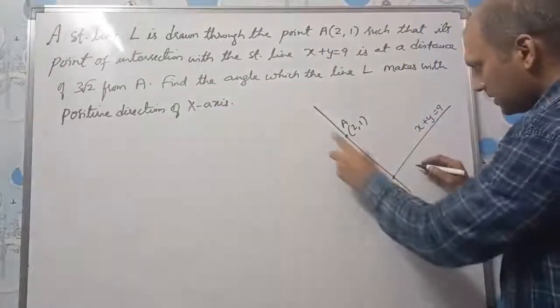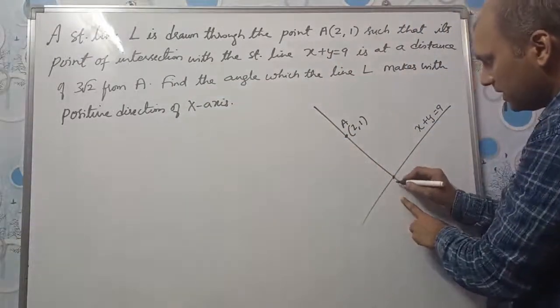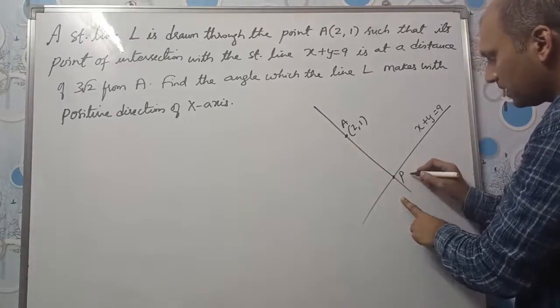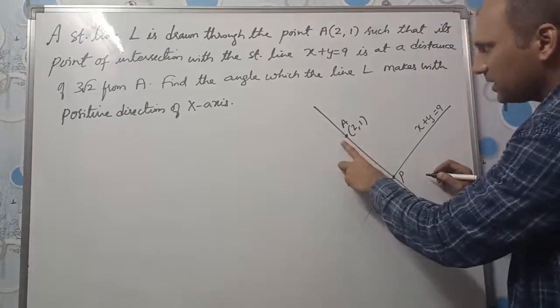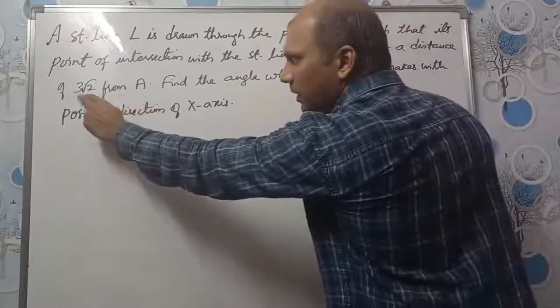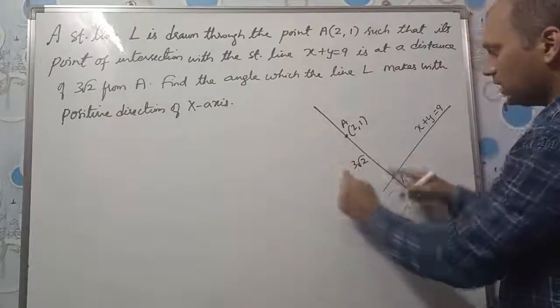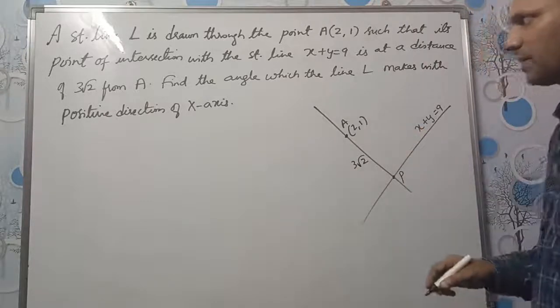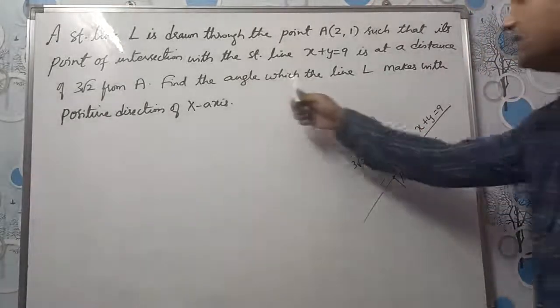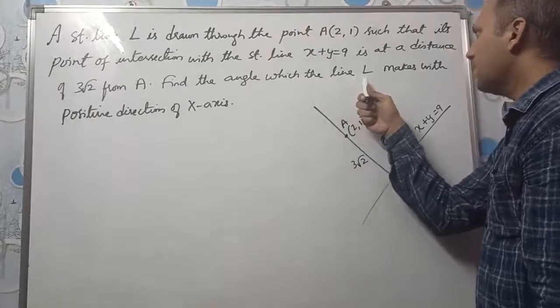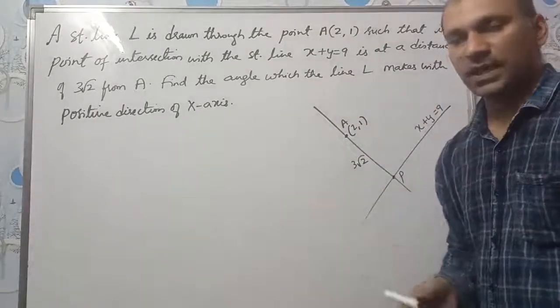So this is the point of intersection. Let us say this is point P. This point of intersection is how much distance away from point A? 3 root 2. From here to here, this is 3 root 2. Find the angle which the straight line L makes with the positive direction of x-axis.